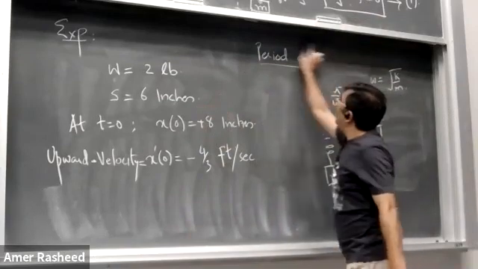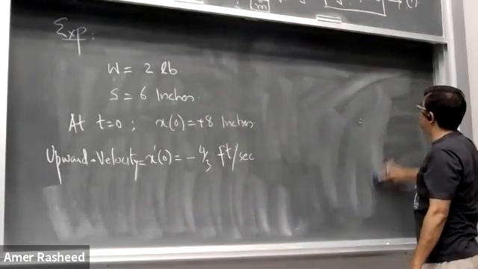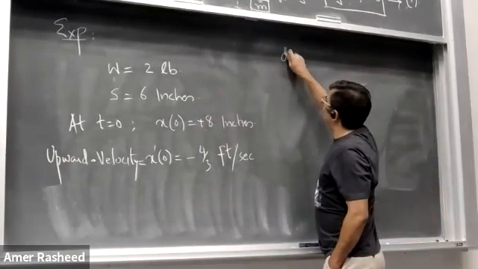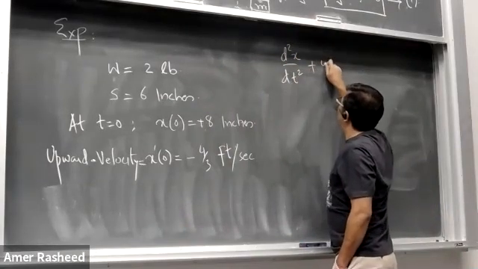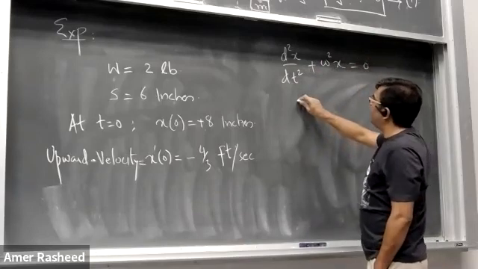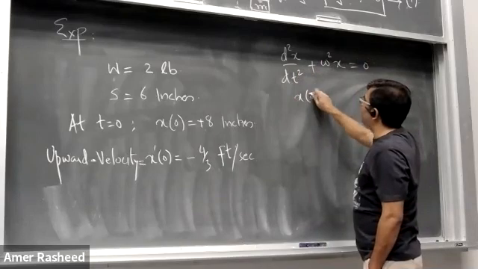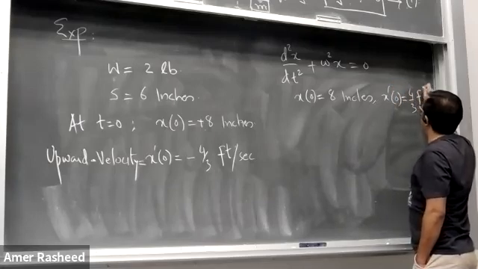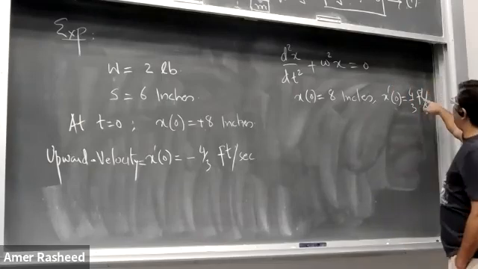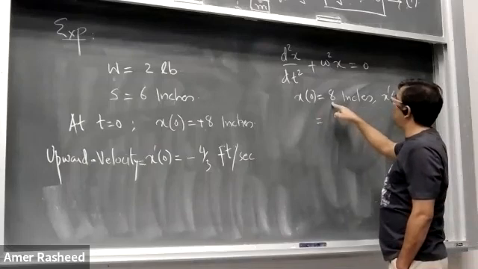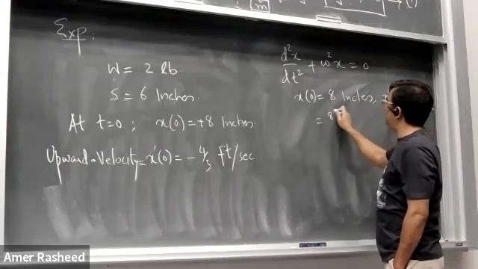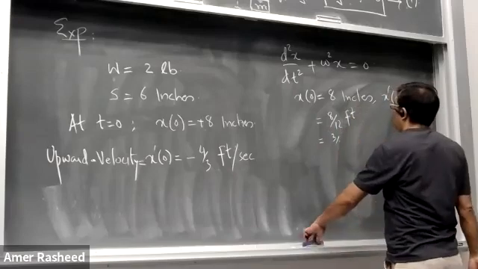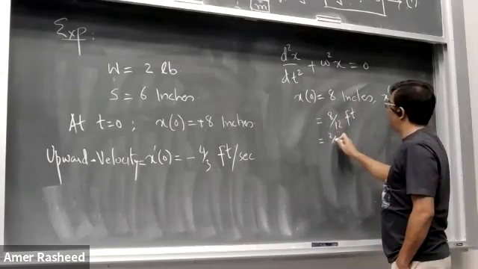We need to model this motion and try to solve it. So our equation is d²x/dt² plus omega squared x equals 0, and here x of 0 is 8 inches given, and x dash of 0 is 4/3 feet per second given. Now, if this is in feet, the other should also be in feet. How many inches in a foot? 12. So 8/12 feet, which is 2/3 feet.